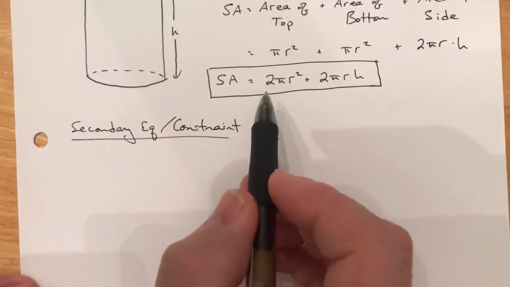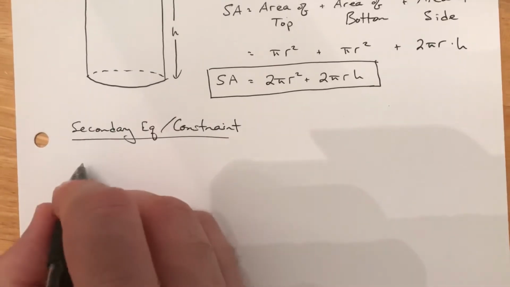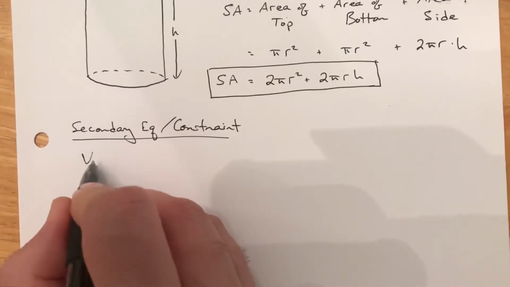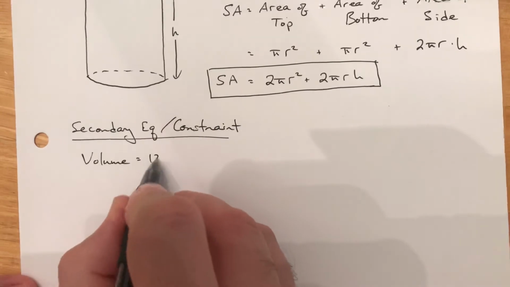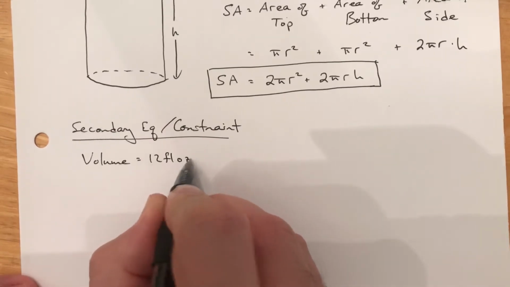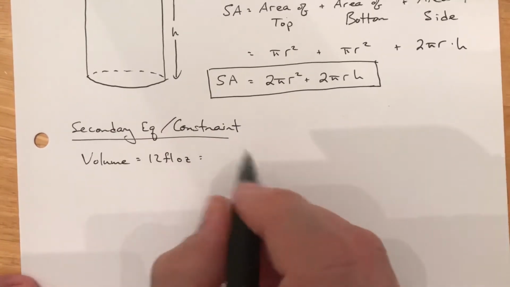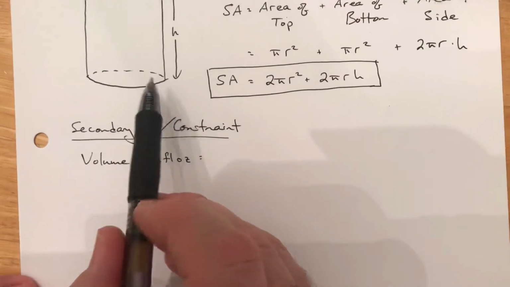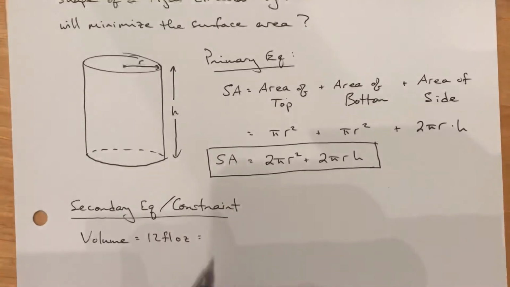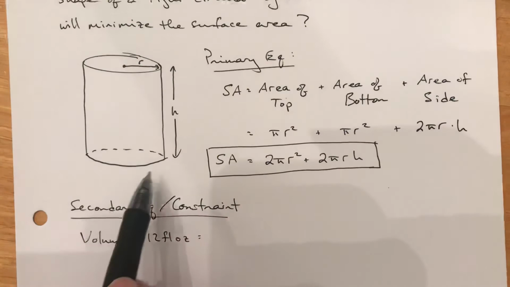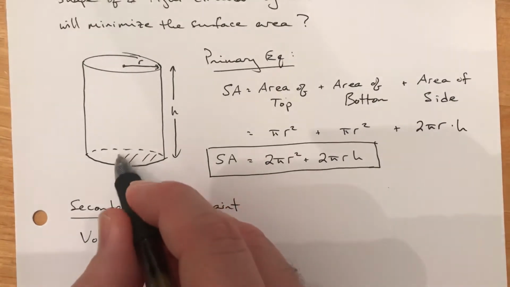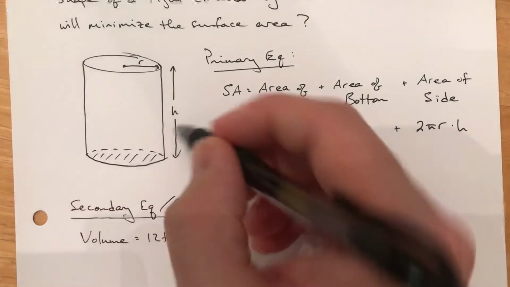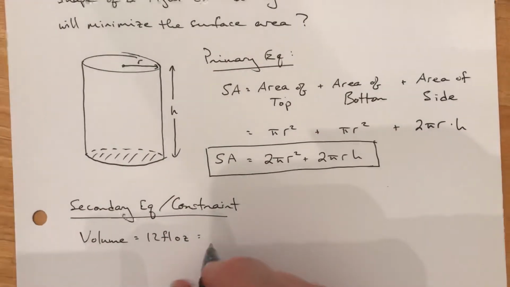That is, we're minimizing the surface area for a fixed volume. So the volume of our can has to be 12 fluid ounces. And the volume of all sorts of regularly shaped objects like a cylinder, we can think of as the area of the base just multiplied by the height.